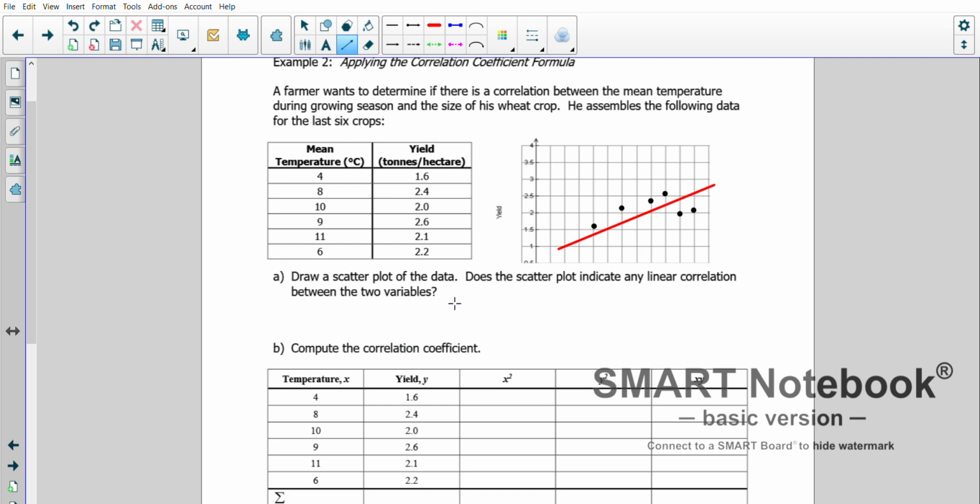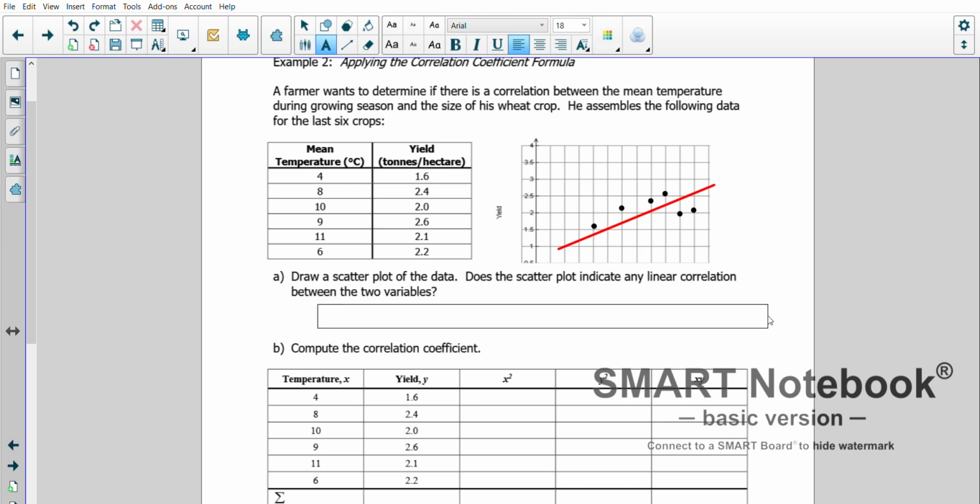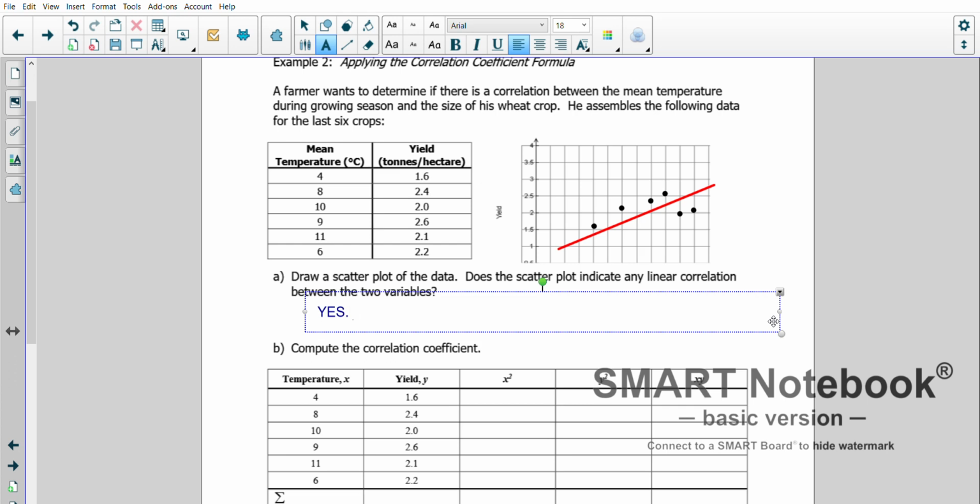So draw a scatter plot of the data. Does the scatter plot suggest any linear correlation between the two variables? Absolutely. So I'm going to say yes. There appears to be a moderate, maybe strong, and you could use 2 descriptive words like that. If you're really stuck between, just say moderate strong. Positive linear correlation.